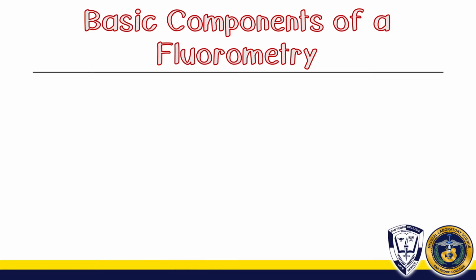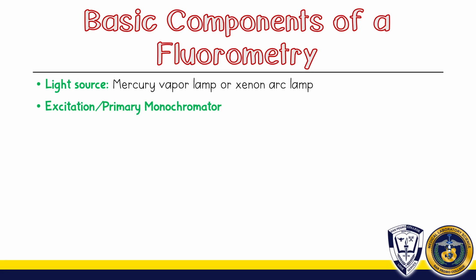So what are the basic components of your fluorometry? First, of course, we need a light source. Light source can either be your mercury vapor lamp or your xenon arc lamp. But between the two, what is commonly used is your mercury vapor lamp. Next, what is unique in your fluorometry is that it is composed of two monochromators. So, remember the purpose of your monochromator, right? From the word itself, monochromator, meaning a single color.